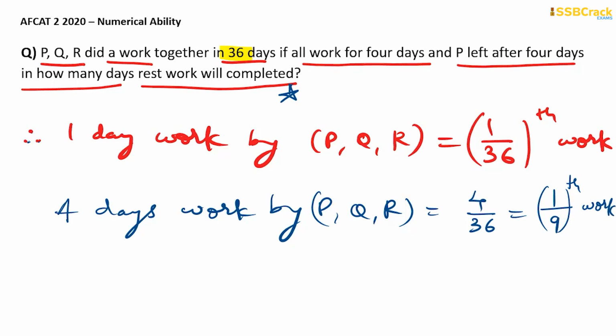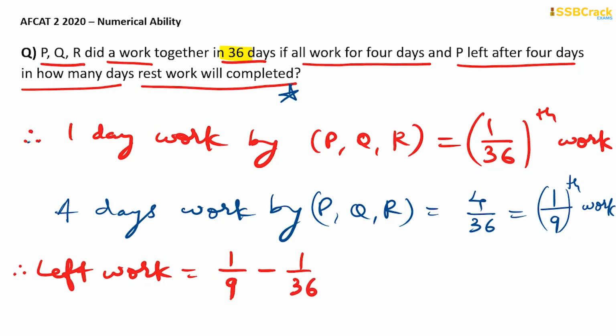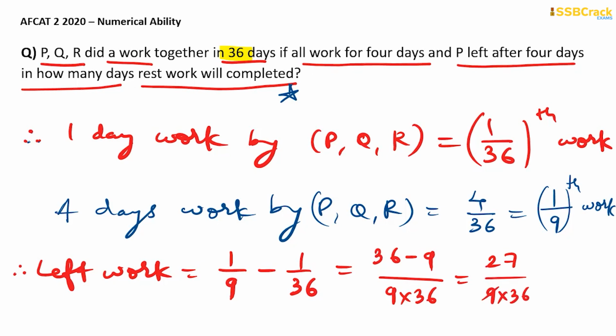Now we asked about the left work. So let us calculate the left work, it's very simple, it's just the difference, right? So we have 1 by 9 minus 1 by 36 to calculate, right? So this we calculate by 36 minus 9 by 9 into 36, which comes to 27 by 9 into 36, that is 1 by 12. So this is the left work.